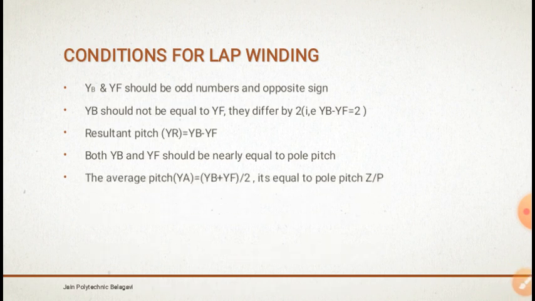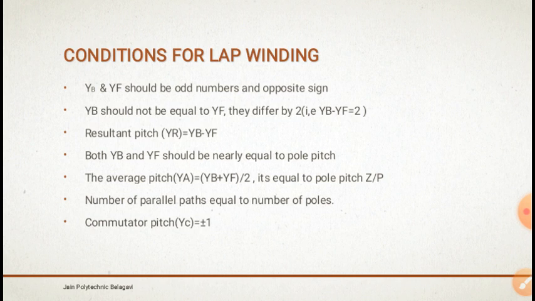The next one is the average pitch, which should be equal to YB plus YF divided by 2, and it is nearly equal to the pole pitch. The number of parallel paths is equal to the number of poles. So in this type of winding, the number of brushes is equal to the number of poles. And the last one is that the commutator pitch should be equal to plus or minus 1.